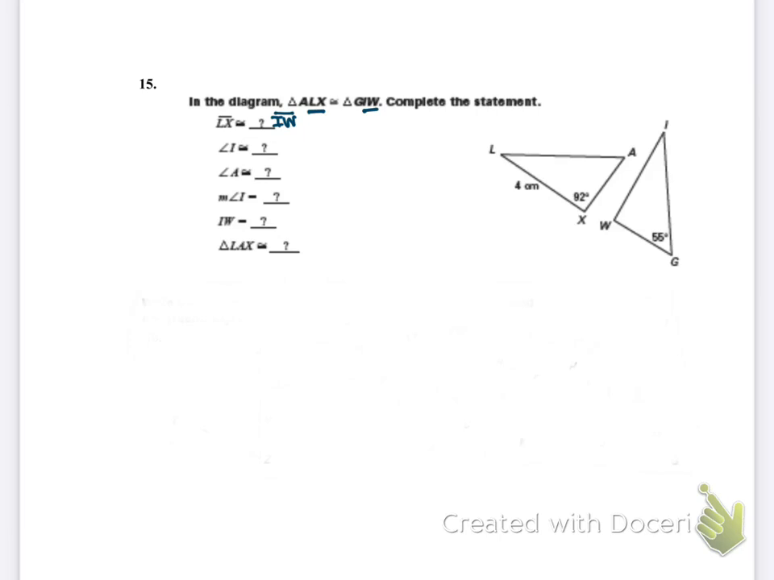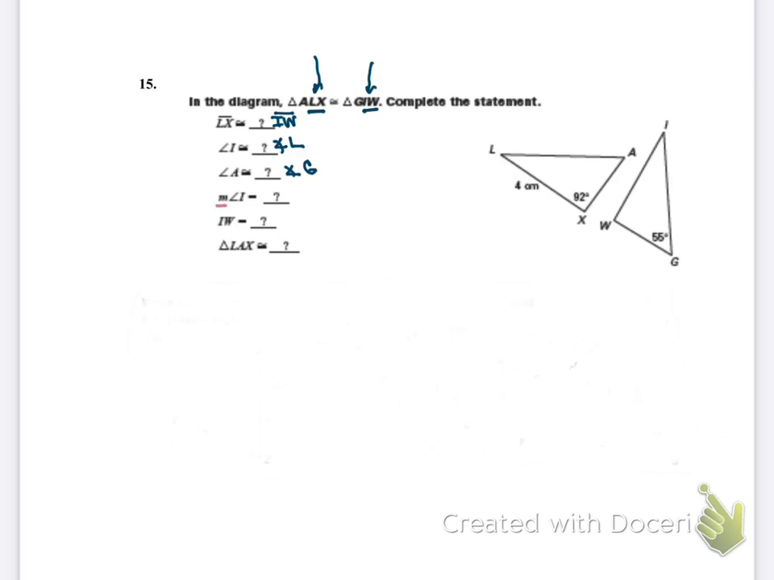Okay, next one. Angle I is congruent to what angle? Well, angle I is the second angle here. So it's congruent to the second angle there, angle L. Okay, angle A, which is the first angle, is congruent to angle G, which is the first angle, for the second triangle. Okay, now we have to have different answers. Do you see, so I'm going to change my color just to emphasize this.